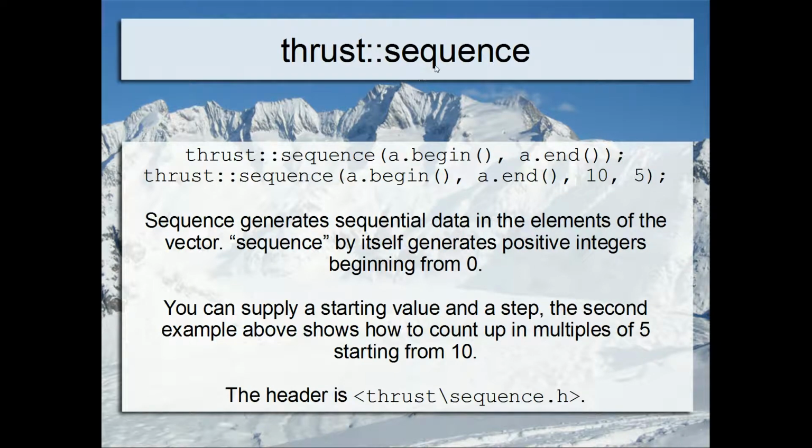The next one is sequence, which I think we might have seen last time. Sequence generates items in numerical order. Something like thrust sequence a.begin a.end with no other parameters is going to generate the default sequence, just counting up in integers from 0: 0, 1, 2, 3, 4, 5. But if you want a bit more flexibility, you can provide a starting value and a step. Thrust sequence a.begin a.end, assuming that is an integer vector, generates a value for each of the elements in that range. The first parameter after those iterators is the starting point, 10 in this instance, and I want it to step in fives. So that's going to count up in multiples of 5 starting from 10. A0 will become 10, A1 will be 15, then 20, 25, and so on. That's thrust sequence.